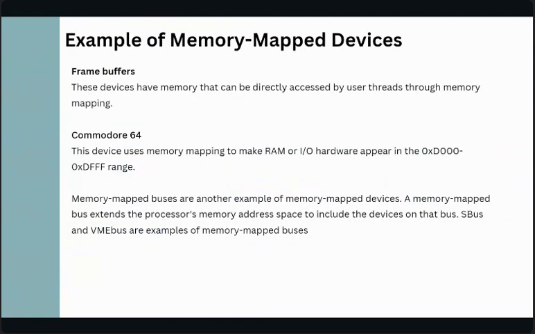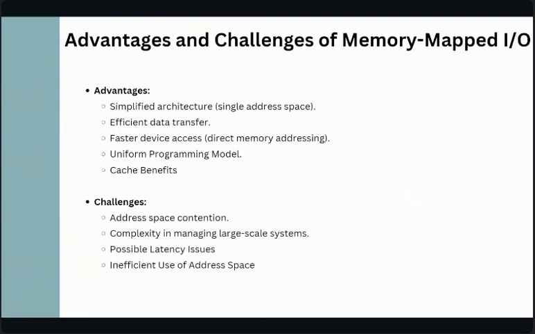Talking about examples of memory mapped devices, first one is frame buffers. These devices have memory that can be directly accessed by user threads through memory mapping. Second one is Commodore 64. This device uses memory mapping to make RAM or I/O hardware appear in the following ranges. Memory mapped buses are another example of memory mapped devices. A memory mapped bus extends the processor's memory address space to include the devices on that bus. S bus and VME bus are examples of memory mapped buses.